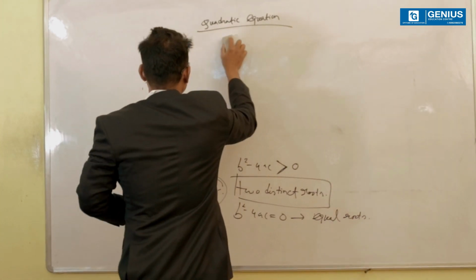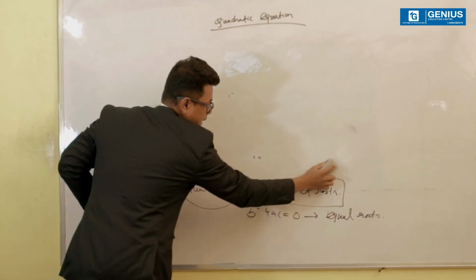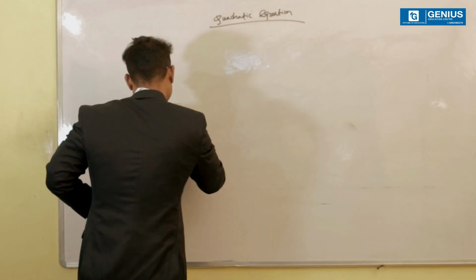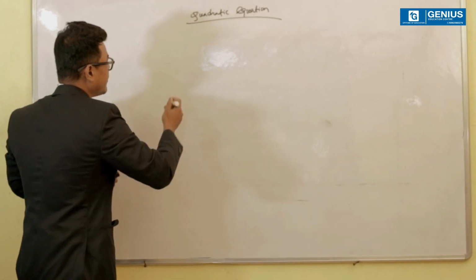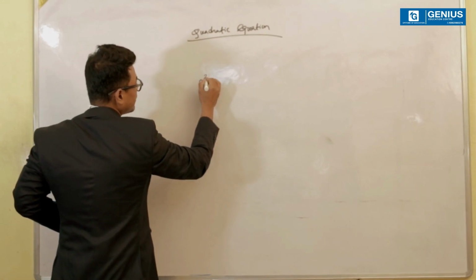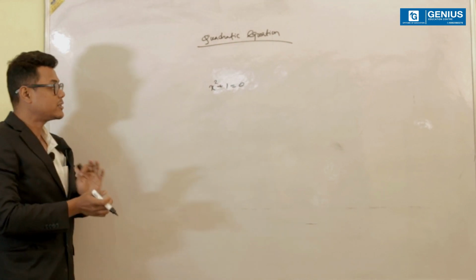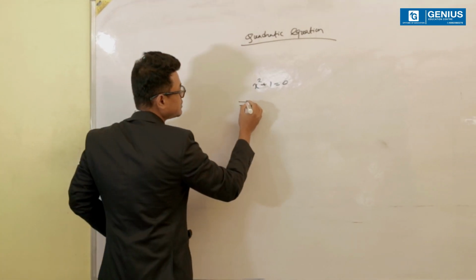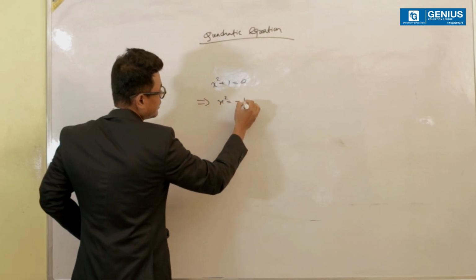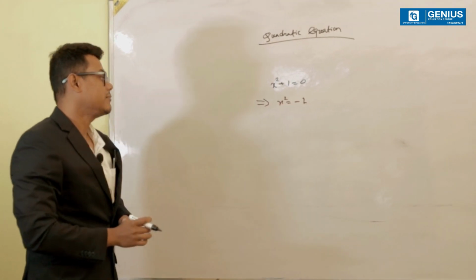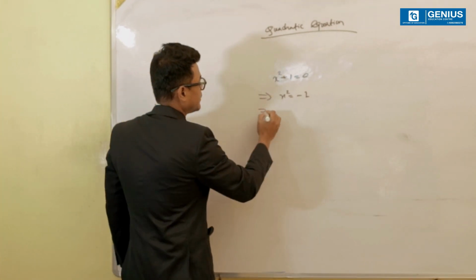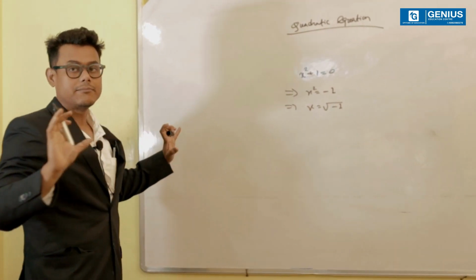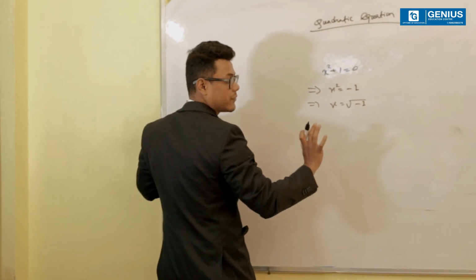So this mathematician Euler stumbled upon an equation and started thinking. The equation was very simple, x square plus 1 equal to 0. This was the equation and he wanted to solve it. So how will you solve this equation? x square becomes minus 1, x becomes root over minus 1. In real numbers, in real terms, there is no solution for this.